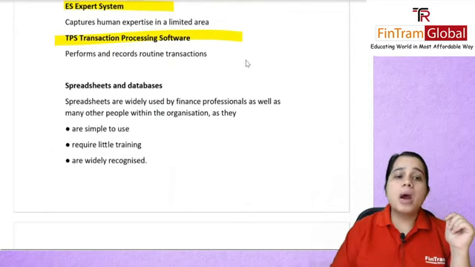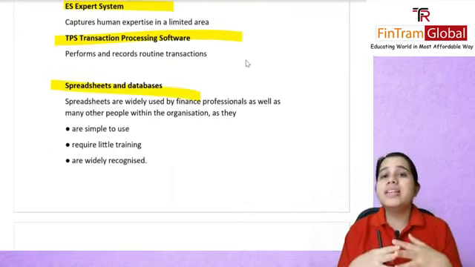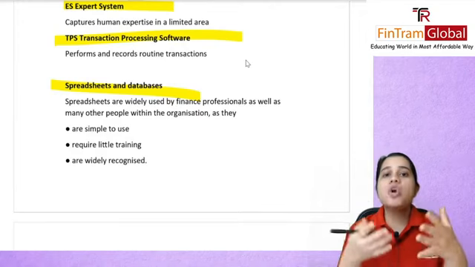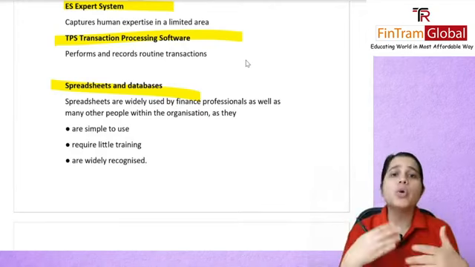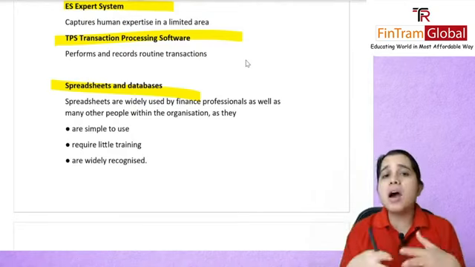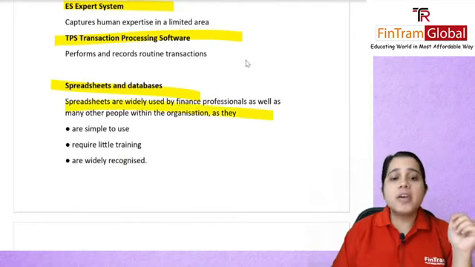Next, we will talk about spreadsheets and databases. We covered this in our session. What did we learn here? That spreadsheets, your Excels that you use, you can put in a lot of data. You can use so many formulas. You can filter out data. You can use pivots. So they are widely used by finance professionals.